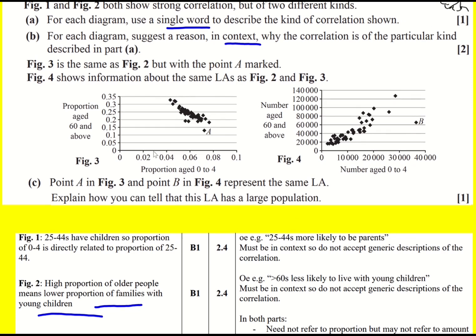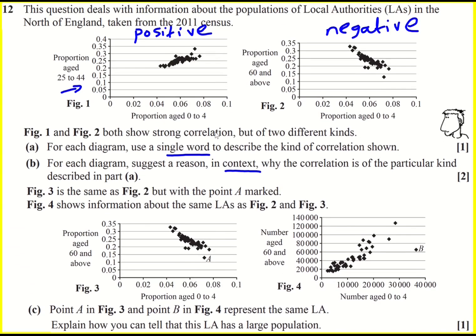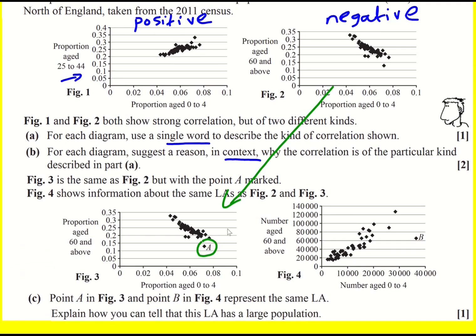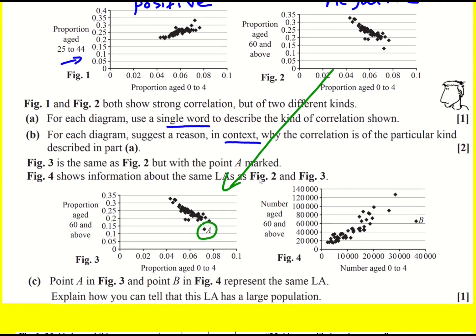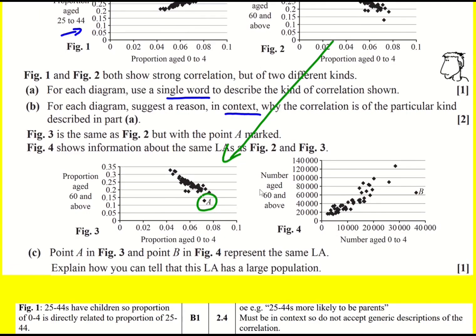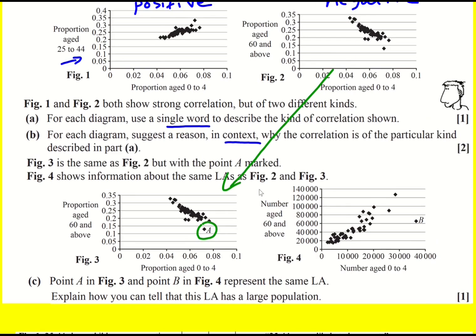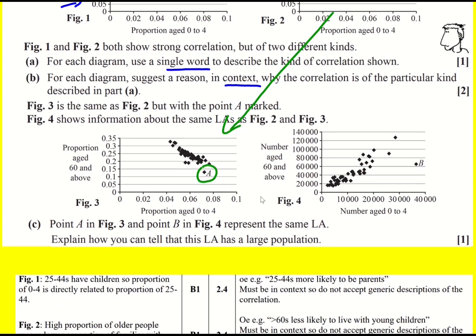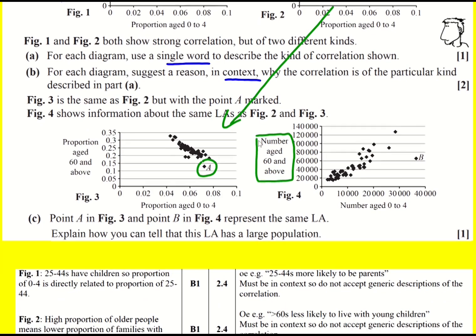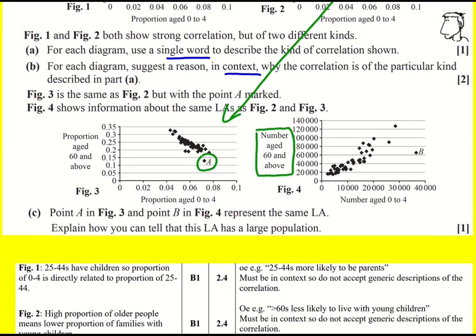We're then told that figure 3 is the same as figure 2, but with the point A marked. And then figure 4 shows information about the same local authorities as 2 and 3, but this time we don't have the proportion aged 16 above, we actually have the number. Now, there's positive correlation here, but that's sort of saying, the bigger the city, the more people you're going to get of every age group. That's really all this is saying.